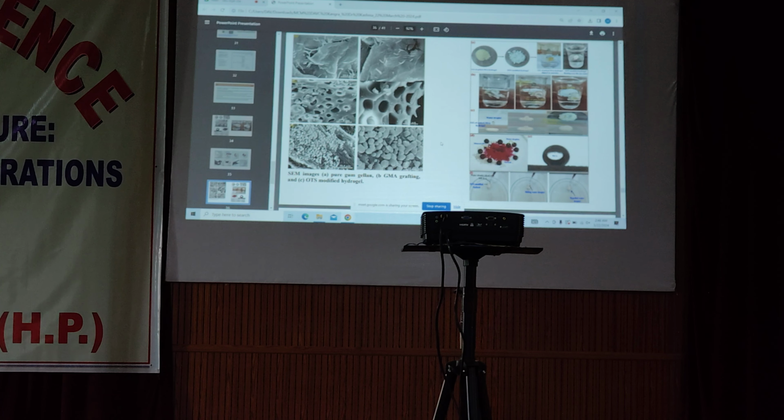When we look at its SEM images, we observe that this OTS-modified hydrogel has a very good pore size and porosity. When we go for a contact angle study, we observe that by optimizing its amount, the contact angle between the oil and the OTS-based hydrogel increases. This is because of the force that the OTS material exerts on its surface.